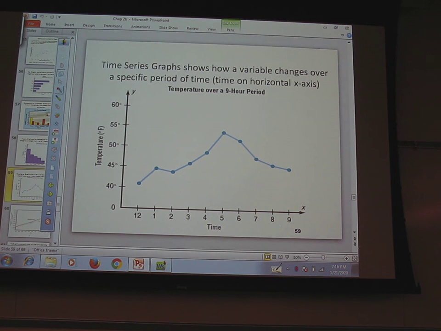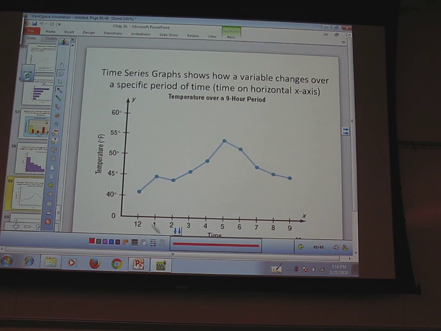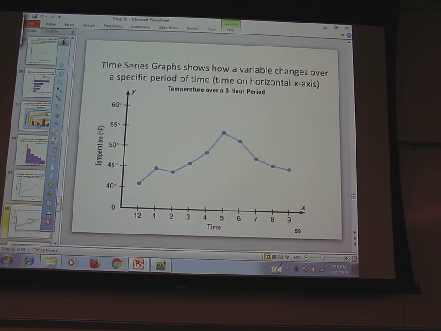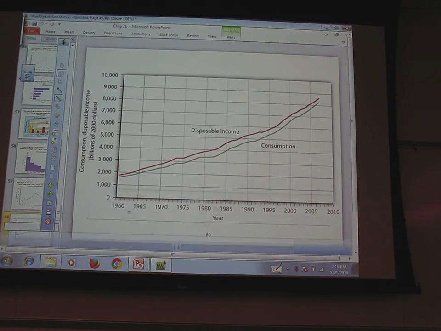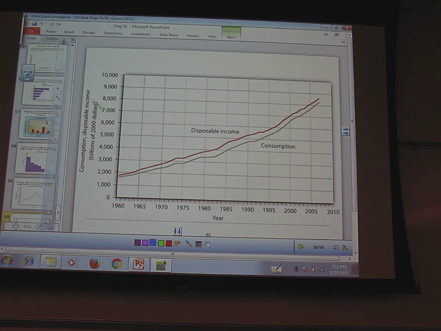Time series graphs, you've seen that before. Time is always along the bottom, and then you have something else that moves along as you go. Here's another one where you have 2 different things. You can do it in years as things go along.